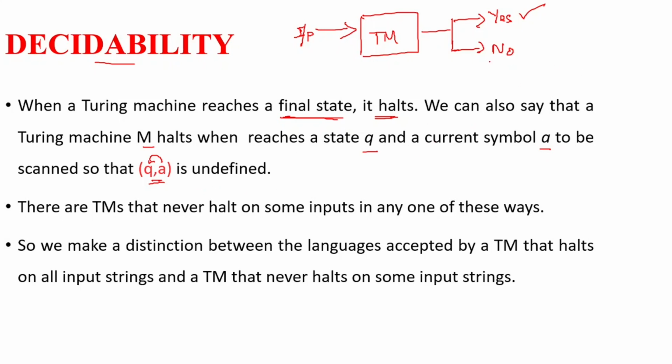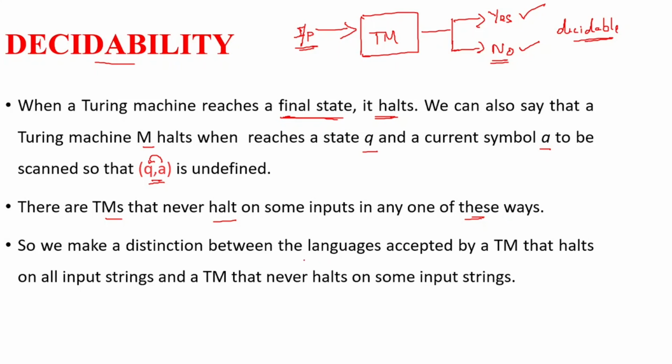And whenever a Turing machine halts in such a scenario, that is, in a non-accepting state, then the conclusion is that the input string is rejected. So if it accepts or if it rejects the string, then the Turing machine is deciding something, so I can say that it is decidable. It is deciding the outcome of this input string, whether it is accepted or whether it belongs to the language or not. And there are some Turing machines that never halt on some input in any of these ways. If that is the case, then we can conclude that the Turing machine is not deciding, or it is the undecidability of the Turing machine.